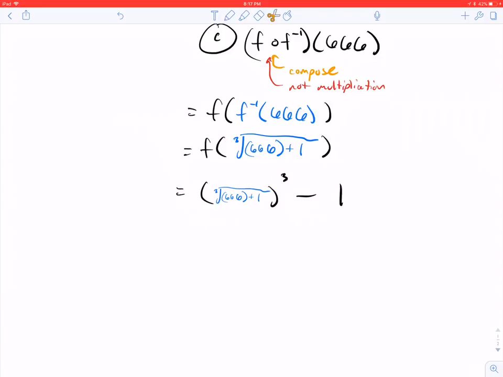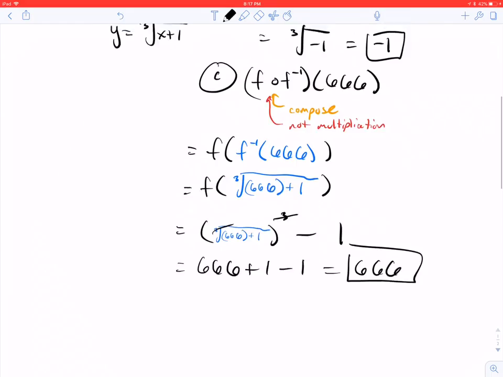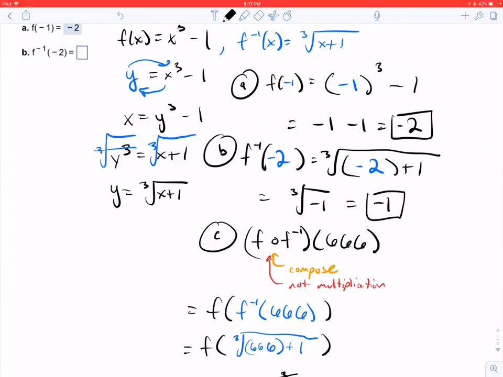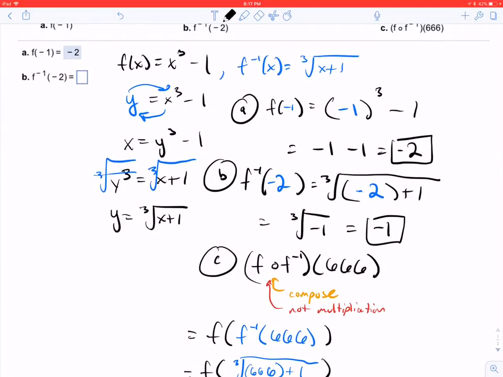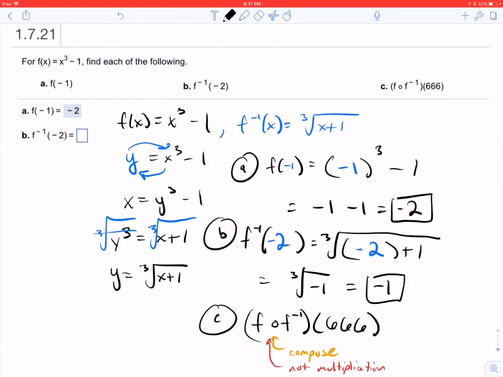Okay, so now we just simplify. You got cube root and cube, so they're going to cancel each other. So then we have 666 plus 1 minus 1, which is just 666. So this is the kind of work I would be looking for with a question like this. First, find the inverse, and then use it to evaluate these three functions.